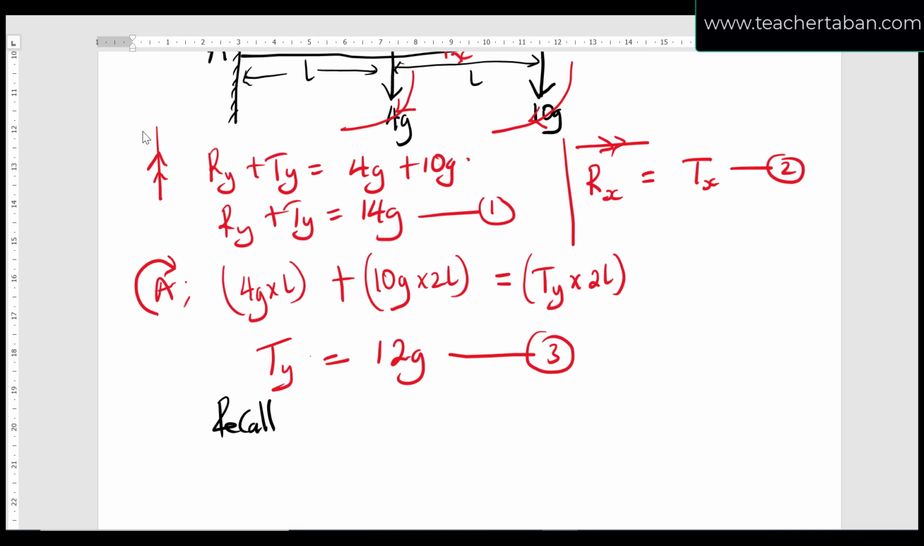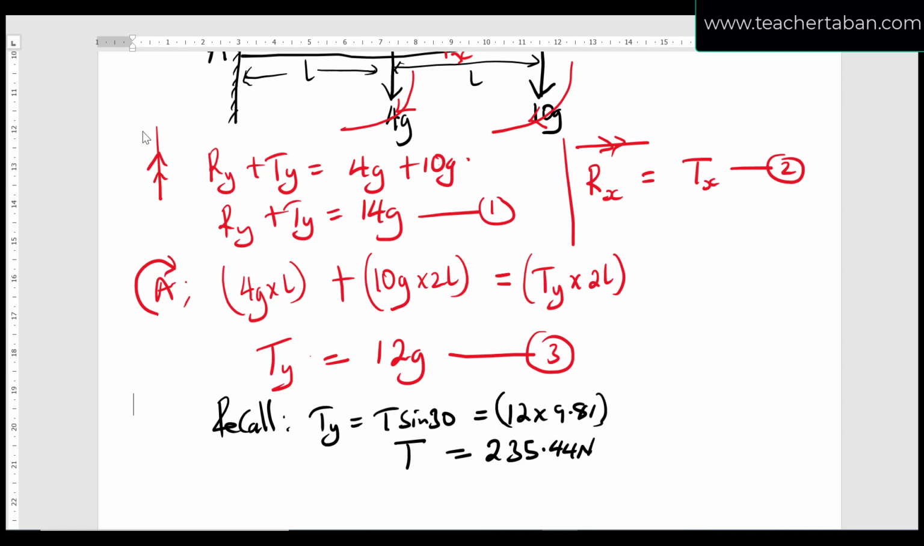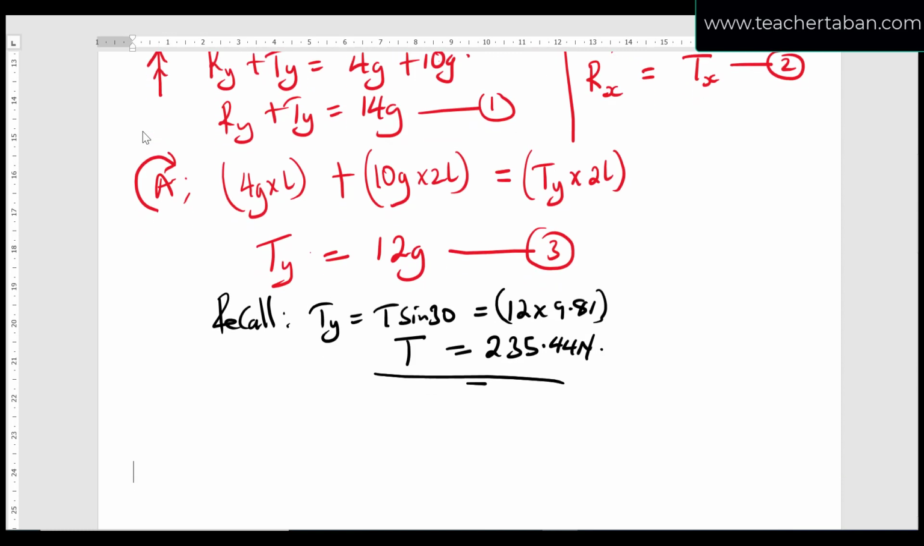Recall that our Ty is the same as T sine of 30, which is the same as 12 times 9.81, implying that our tension T will be equal to 235.44 newtons. Please, you can pause the video and check this one out. So after having got that tension T in the string, then we have to get our reaction R.